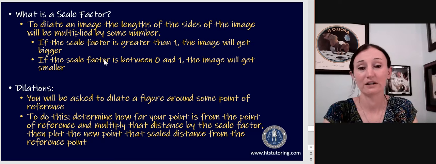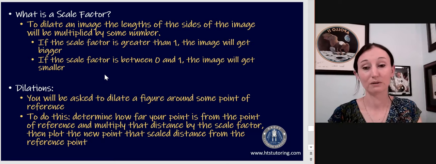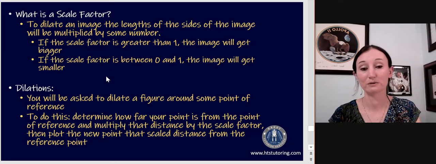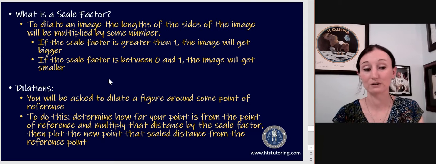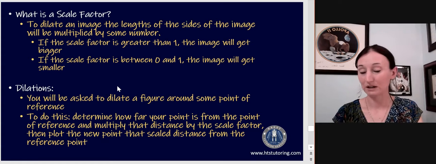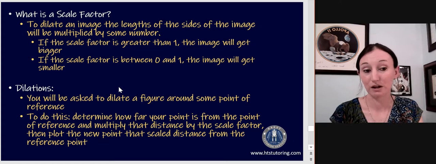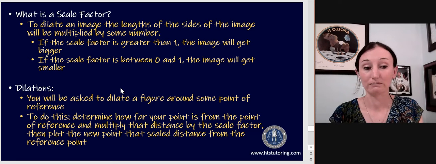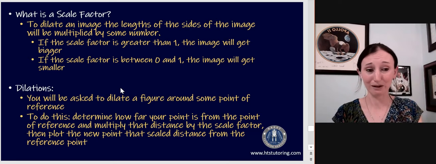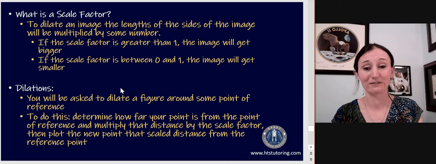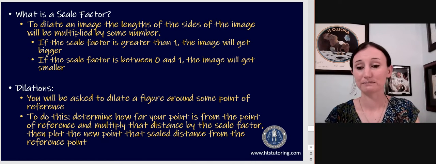If our scale factor is greater than 1, our image will get bigger. If our scale factor is between 0 and 1, the image will get smaller. So this will help us as we're trying to determine scale factors, because if our new image is bigger, we're looking for a number that's bigger than 1. If our new image is smaller, we're looking for a scale factor that is between 0 and 1. So let's do some examples.